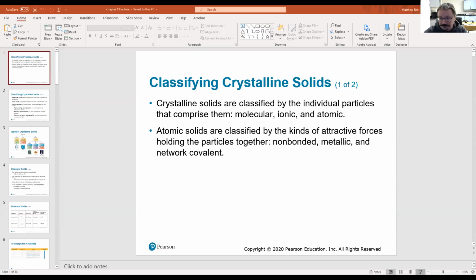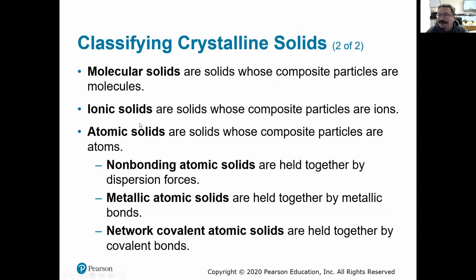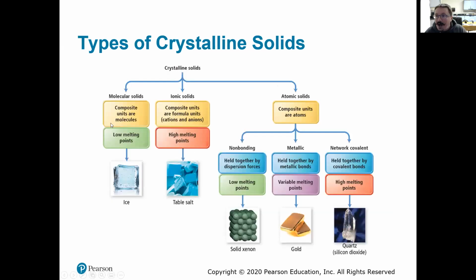So we've got our three main categories: molecular, ionic, and atomic, and then these three subcategories under atomic. So again, these are the composite units of this crystalline solid. If we had a basic cubic lattice, what types of things are we going to see in the corners? Are we going to see molecules or ions or individual atoms? And of course, there's different types of atoms. We have metals, metalloids, non-metals, and how does that affect certain properties within those categories?